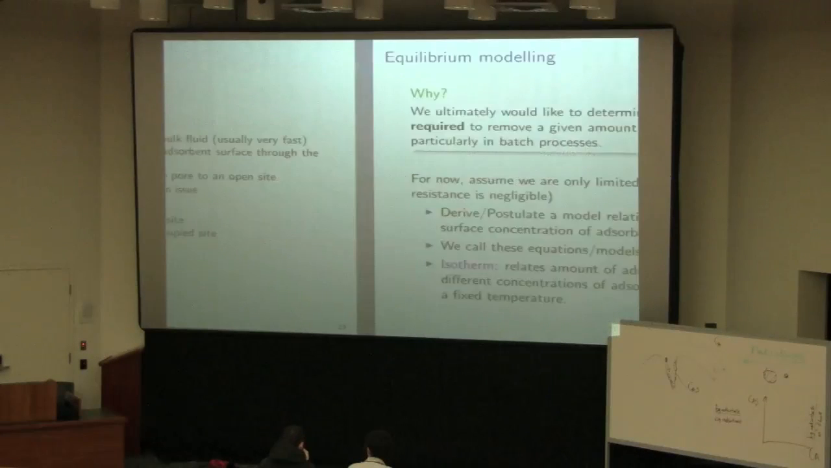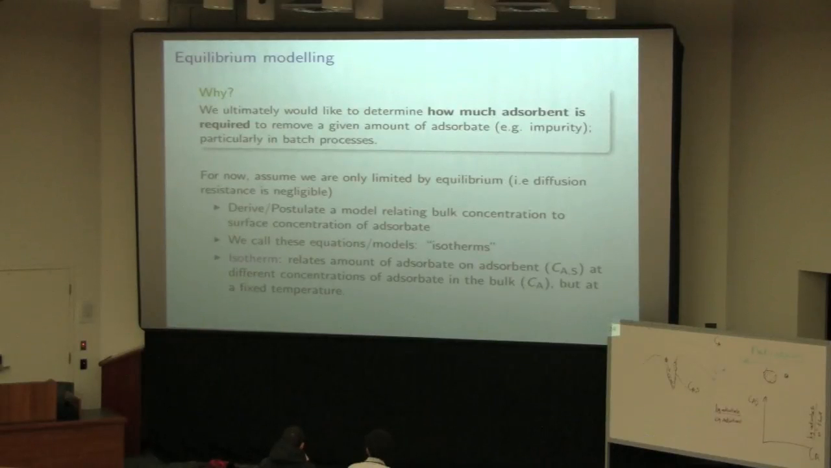So what we want to do is understand this relationship because ultimately we can then calculate how much adsorbent is required. Once I know this relationship between CAS and CA, let's say it might be of this form, I can measure CA, I can come back and calculate CAS. I know how much adsorbate I'm sending into the system, and then I can calculate the kilograms of adsorbent required. So the reasoning for these isotherms is so that we can eventually estimate how much adsorbent is required.